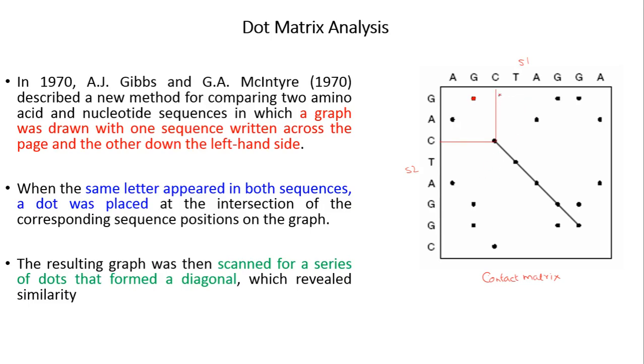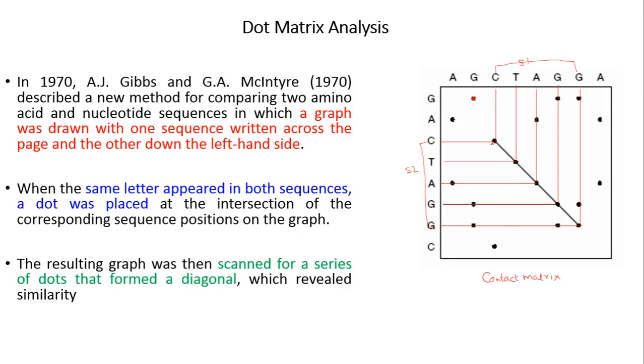This dot corresponds to the alignment of C from sequence 1 with C in sequence 2. After that, the next dot in the diagonal corresponds to the alignment of T from sequence 1 with the subsequent T in sequence 2. Then the next dot corresponds to the alignment of A in sequence 1 with the same A in sequence 2. Similarly, we proceed on. Therefore, by finding such a diagonal, a series of dots in a diagonal, you can say that this much region from sequence 2 is similar to this much region in sequence 1.